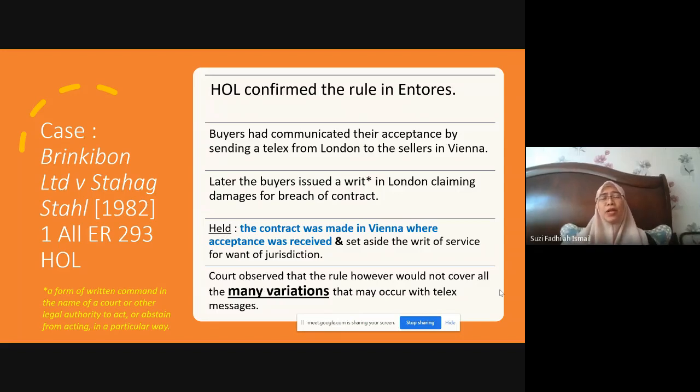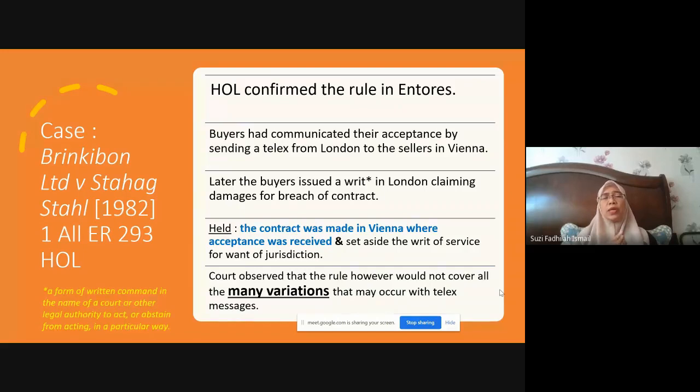So the case is important because of this. That's the rule, confirming the earlier rule, and the court actually expanded it further. The court made it very clear. The court observed that if you read the textbook, it covers these variations. What's the meaning of the word variations?